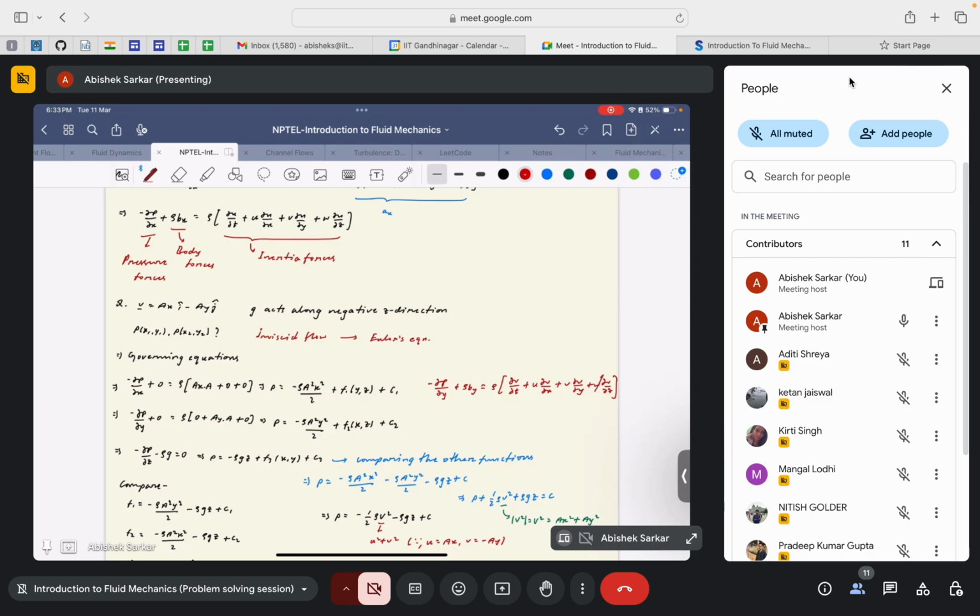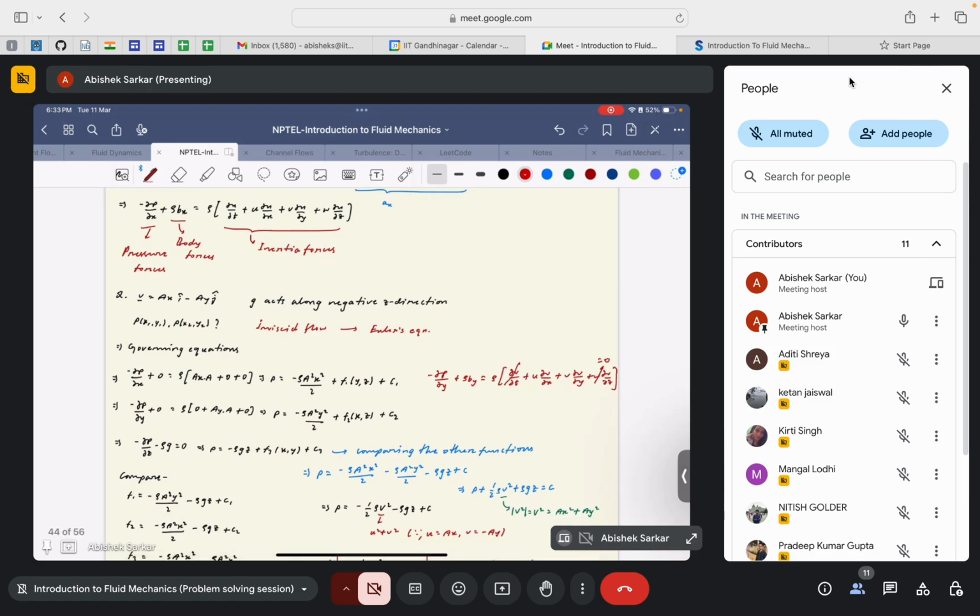So this term would be 0. Flow is steady, so this term is 0. Again, the body force in the y direction is 0, so this term would be 0. We are only left with 3 terms now. It's dou p by dou y as written here, then u dou v by dou x. Dou v by dou x is 0 because v is only a function of y, so this term is 0 and we are left with only one term.